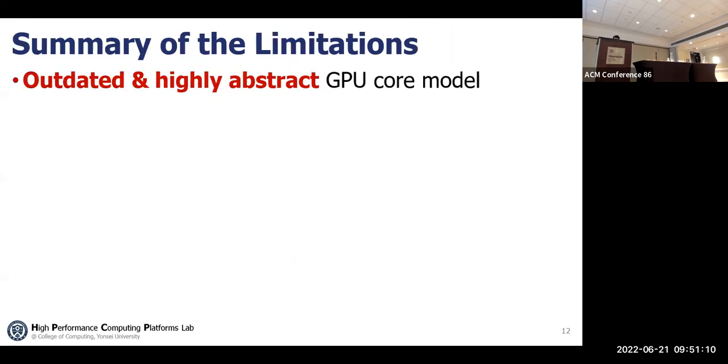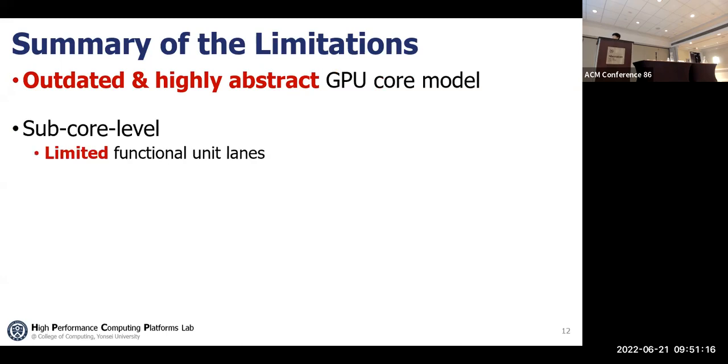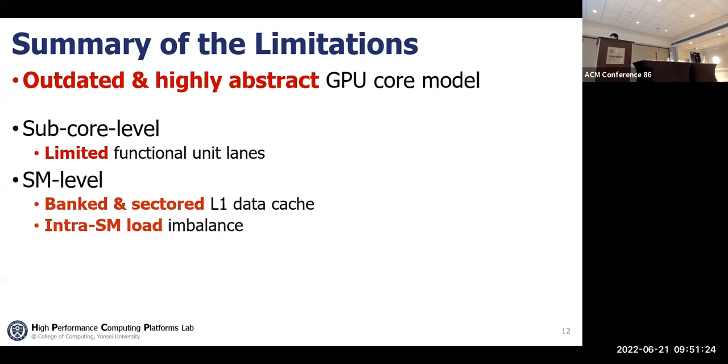To summarize, we could not simply extend MDM because of an outdated and highly abstracted GPU core model. First, at the subcore level, they do not take into account the limited functional unit lanes per subcore. Second, at the SM level, they are unaware of the banked and sectored L1 data cache. Also, they do not consider load imbalance inside the SM. At the GPU level, it cannot take into account different loads between the SMs.